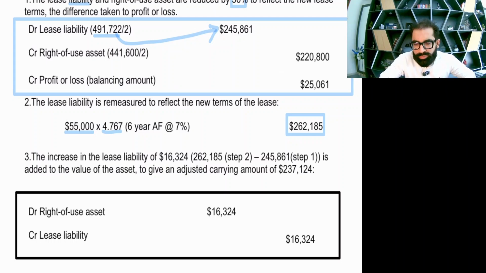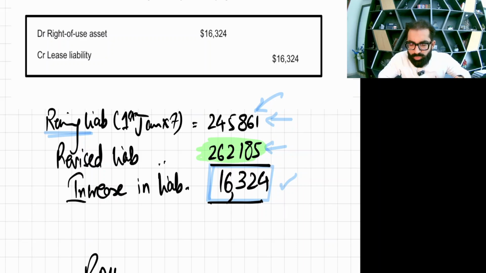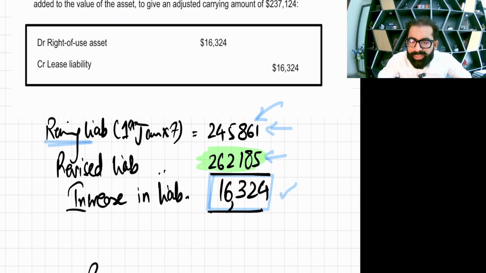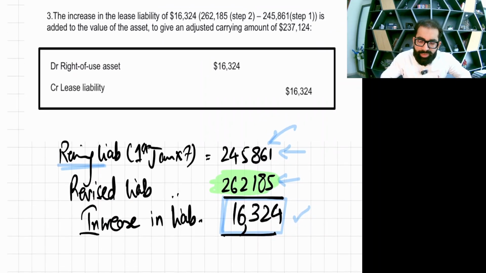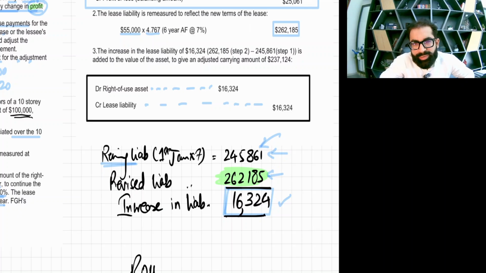Just think, this is your revised new liability, this was your existing liability. Because of this modification, your liability is going up by this amount. You need to adjust this increase in liability with ROU. So this will be the entry: debit ROU and credit lease liability. Okay, now here the question is over, right?